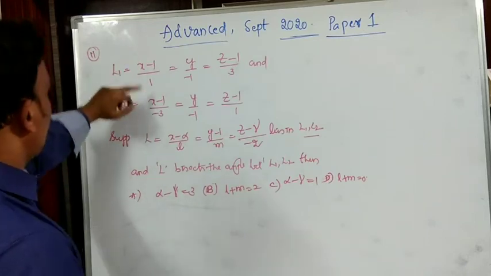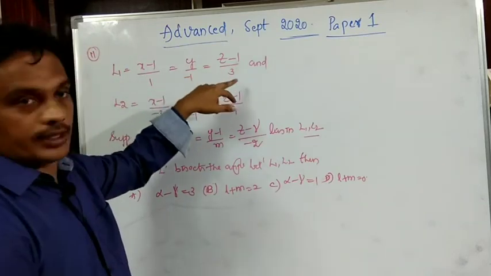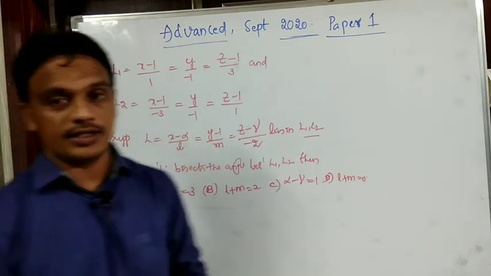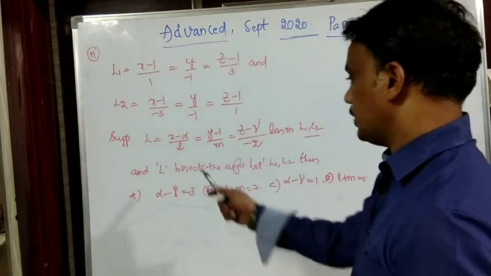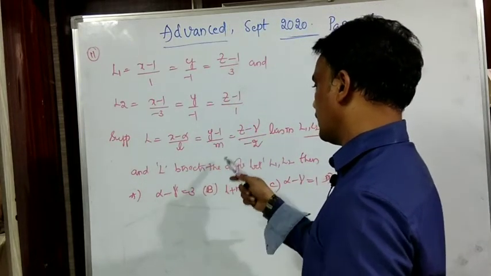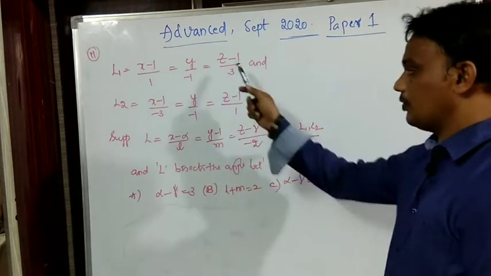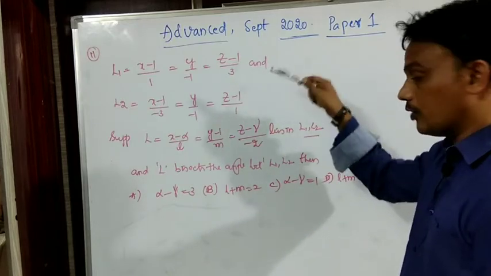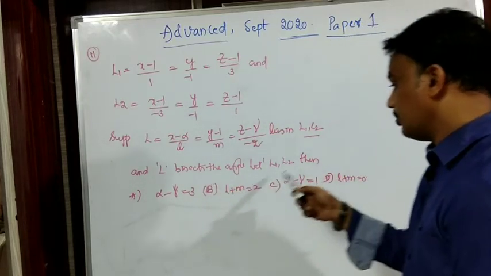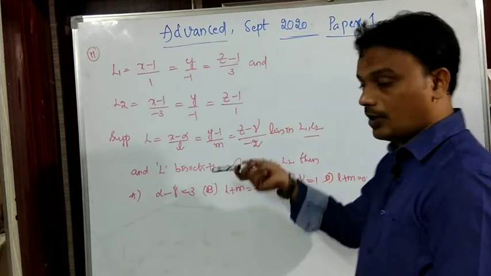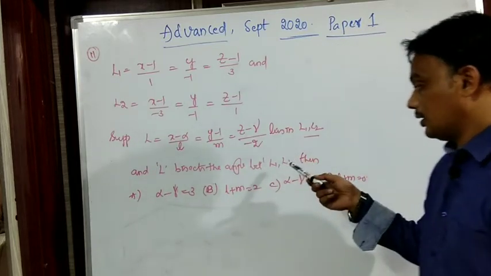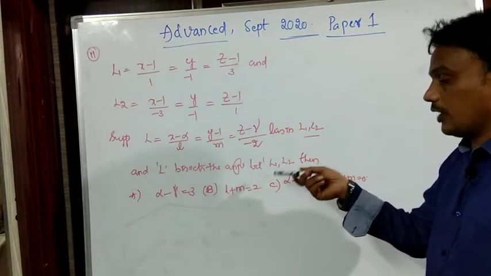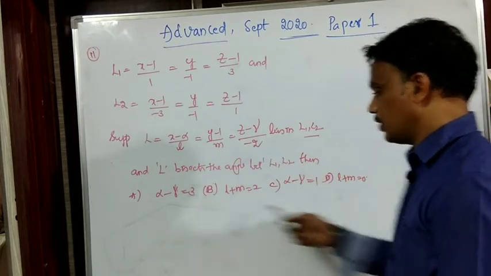So L1 is (x minus 1) by 1, y by minus 1, (z minus 1) by 3, and L2 is (x minus 1) by minus 3, y by minus 1, (z minus 1) by n. There is one more straight line, L, which is (x minus alpha) by l, (y minus 1) by m, (z minus gamma) by minus 2, and it lies in the plane of L1 and L2. The line L also bisects the angle between L1 and L2. It may be the obtuse angle bisector or the acute angle bisector, we don't know, we should find this. Which of the following options is correct?